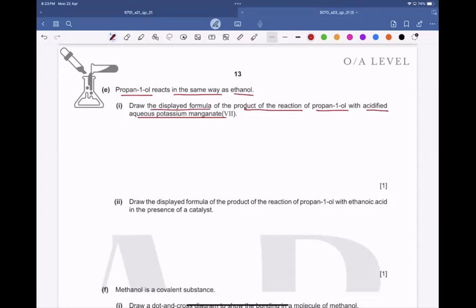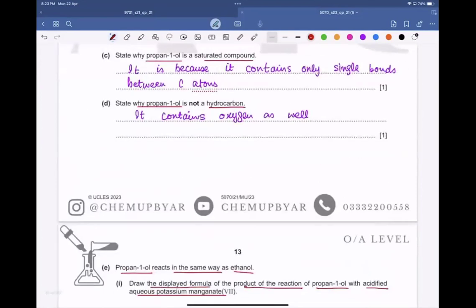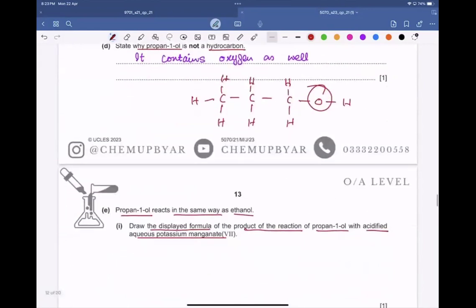No, it has a carbon hydrogen bond in ethanol, in propan-1-ol, Rahim. See, it's propan-1-ol. So there is an OH, but besides this, the rest of the bonds are carbon hydrogen bonds. But why can't we call it a hydrocarbon? Because it's not just carbon and hydrogen, it contains an oxygen in it as well. Is this understandable?